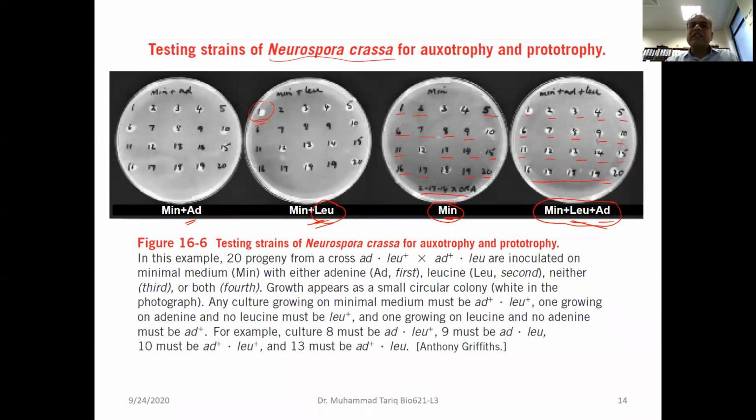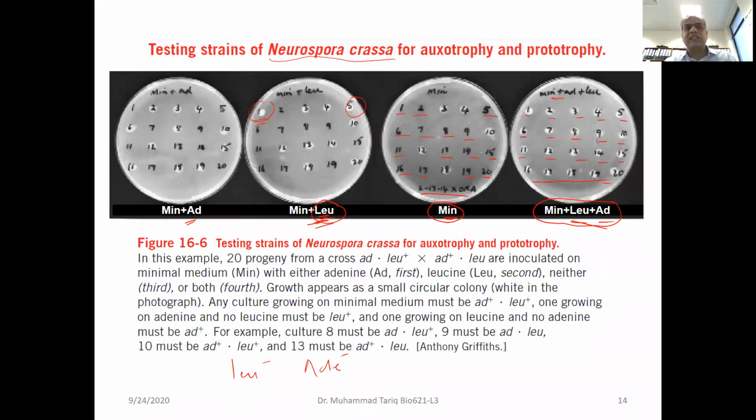The only defect is leucine. The 5 is also leucine minus. If you now compare minimal plus adenine, you can very easily deduce, comparing with this one, which one is leucine minus, which one is adenine minus, and which ones are both.